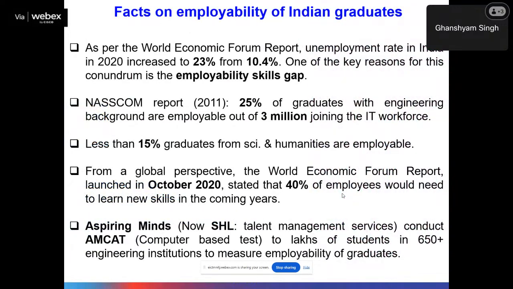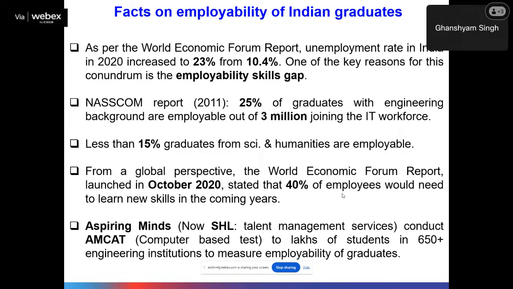So before I start with enlightening you about the OBE process, we need to know some of the facts which have been given for the employability of Indian graduates. Recently, I'll not say recent, 4-5 years back, the World Economic Forum came up with a report that says that the unemployment rate in India by 2020 increased to 23% from 10.4%. And the main reason for this difference was the employability skill gap which our students are having.